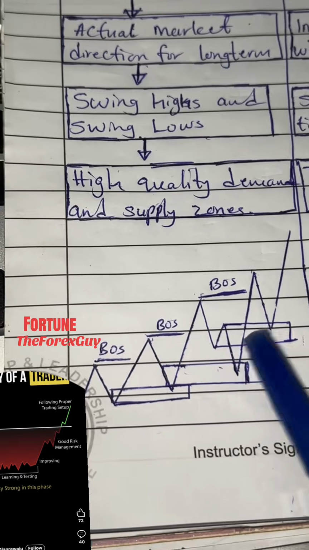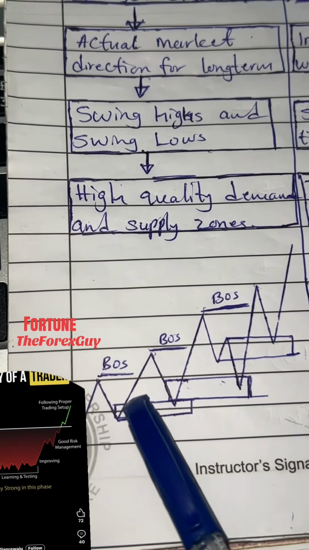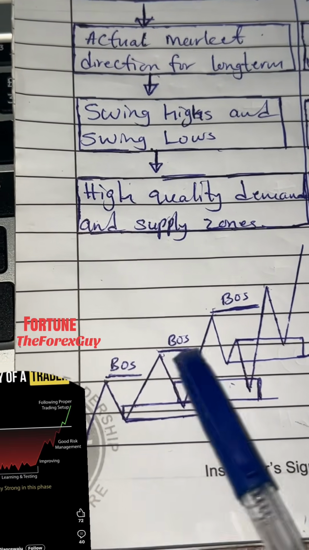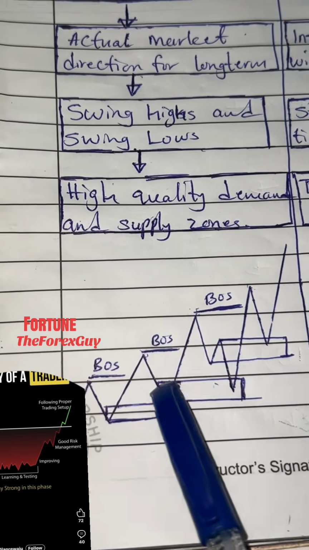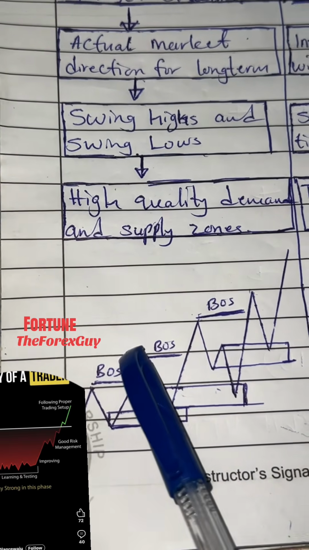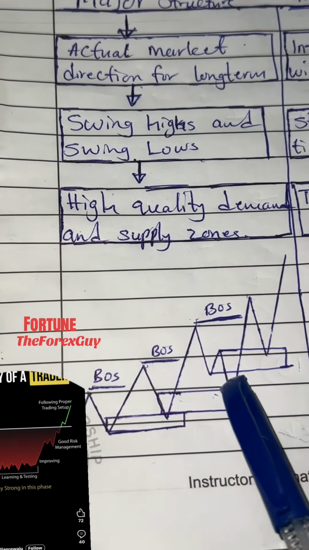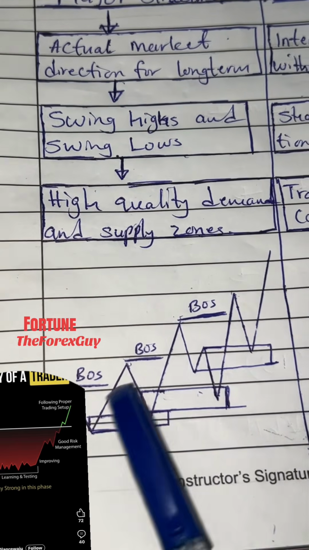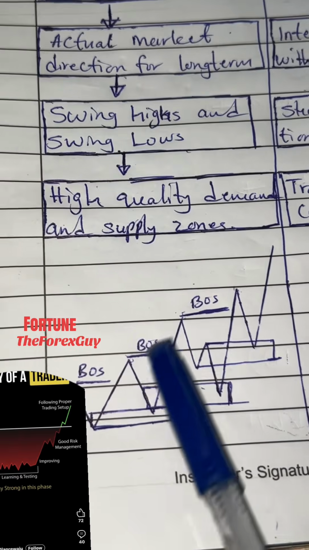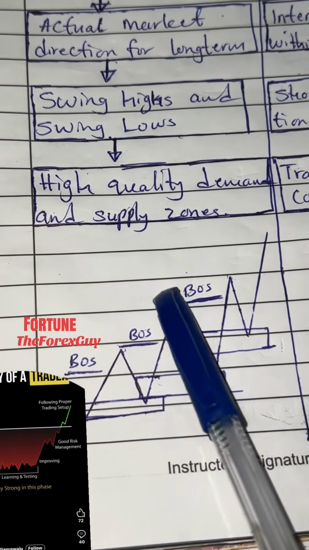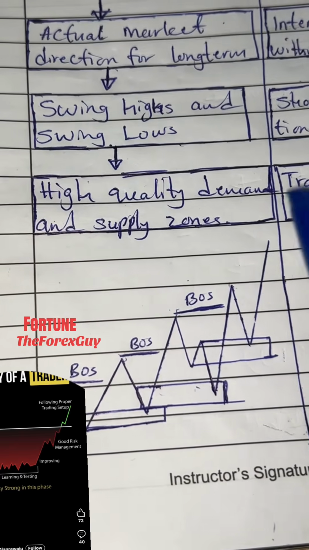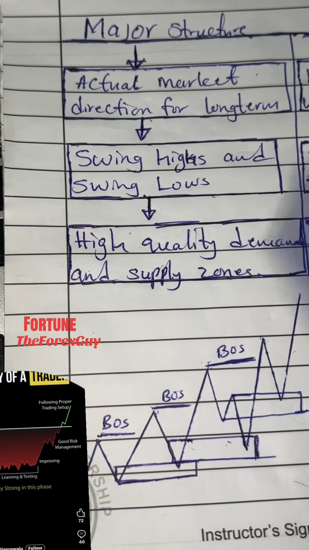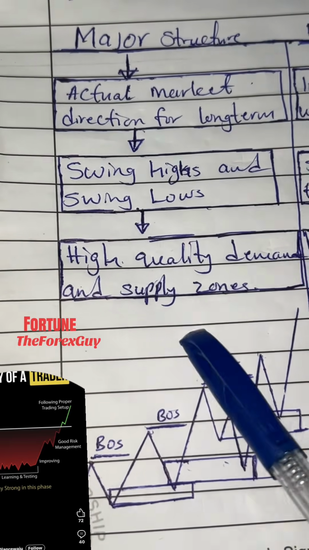Just like an example I give you here, this is a diagram example of what a major structure looks like. You can see a valid break of structure, price retraces back into a demand zone, pushes up again to break another structure, pushes down into a demand zone, pushes up again to break another structure, and we have another break of structure here. You can see how price is forming swing lows and swing highs, swing lows, swing highs. This is a typical example of major structure. It shows us the overall direction of the market for a long term.